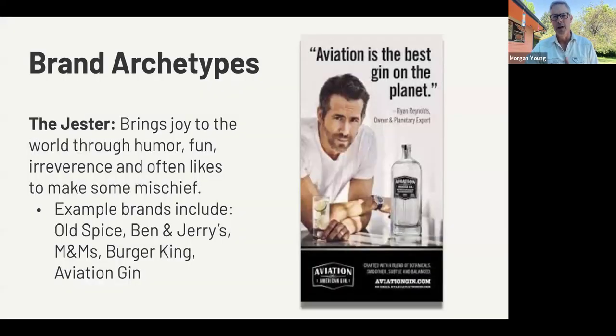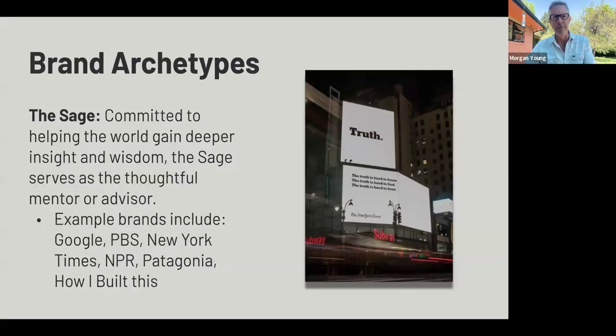And then the jester. This is an archetype that brings joy to the world through humor, fun, irreverence, and often likes to make a little bit of mischief. I have Aviation Gin here, but it's really not Aviation Gin that I'm focusing on. It's Ryan Reynolds and all the businesses that he is involved with. With everything with Ryan Reynolds, everything's a joke. Everything is made a little bit lighthearted. It's making fun of marketing itself.